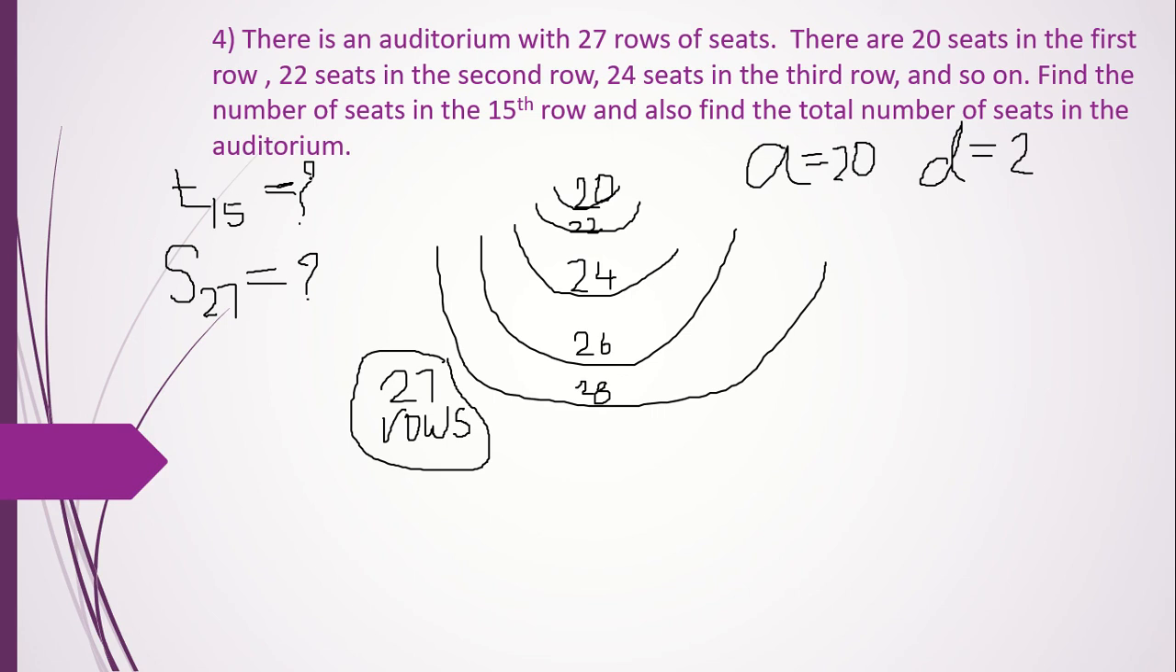Okay, so T15 will give us the seats in the 15th row. See, this is the first row, this is the second row, this is the third row, this is the fourth row, and this is the fifth row. Okay, like this, if you go on up to 15, adding 2 seats, you will get the answer. We did 28, then 30, then 32, then you will still get the answer in the 15th one. But when we have the formula, why do we have to do it like that? We have to do it with the formula only, right? So we will use the Tn formula and we will use the Sn formula, and quickly we will get the answer. That's it.